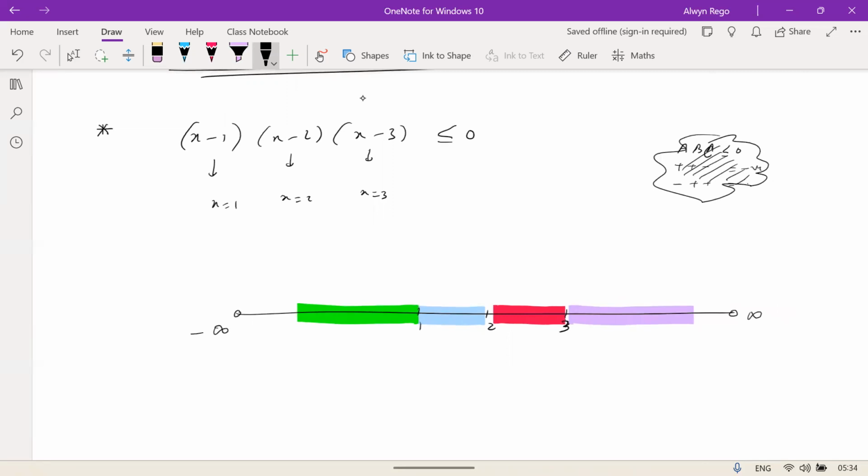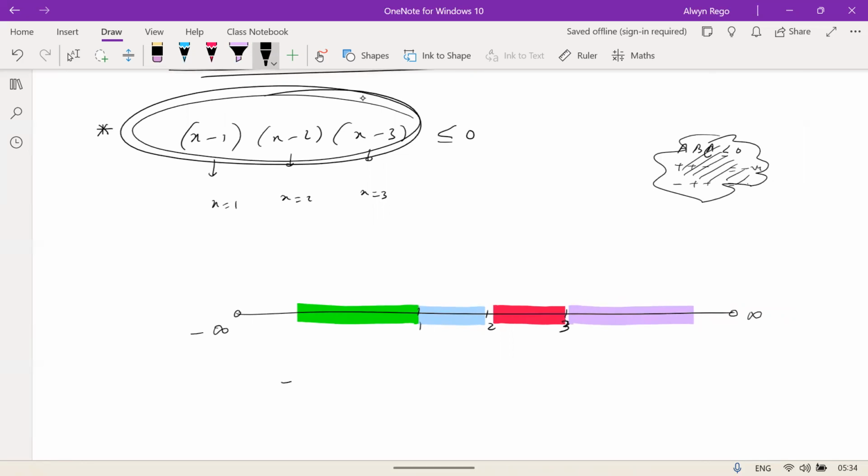Then I substitute in this one. 0 minus 1 is negative. 0 minus 2 is negative. 0 minus 3 is negative. Hey, negative times negative times negative is negative here, and I'm looking for less than or equal to 0. So here lie my solutions. All the values that are less than 1 obey this inequality.